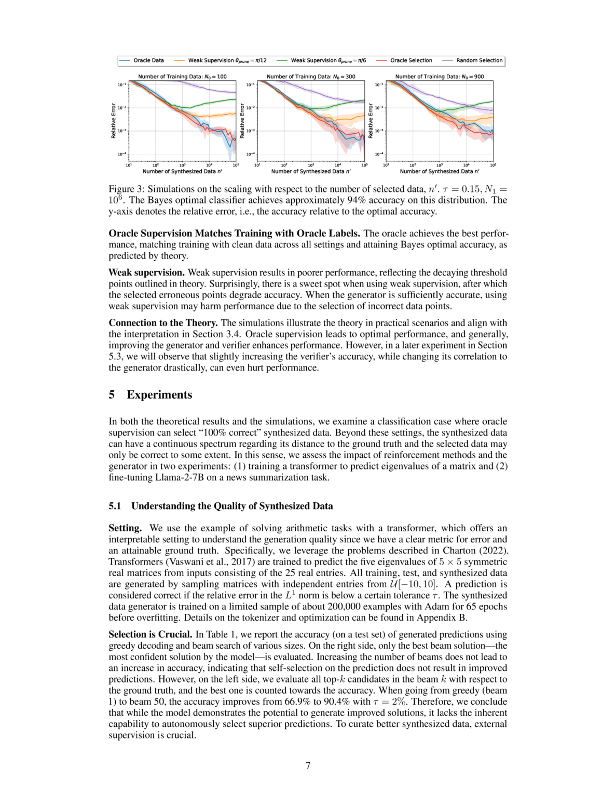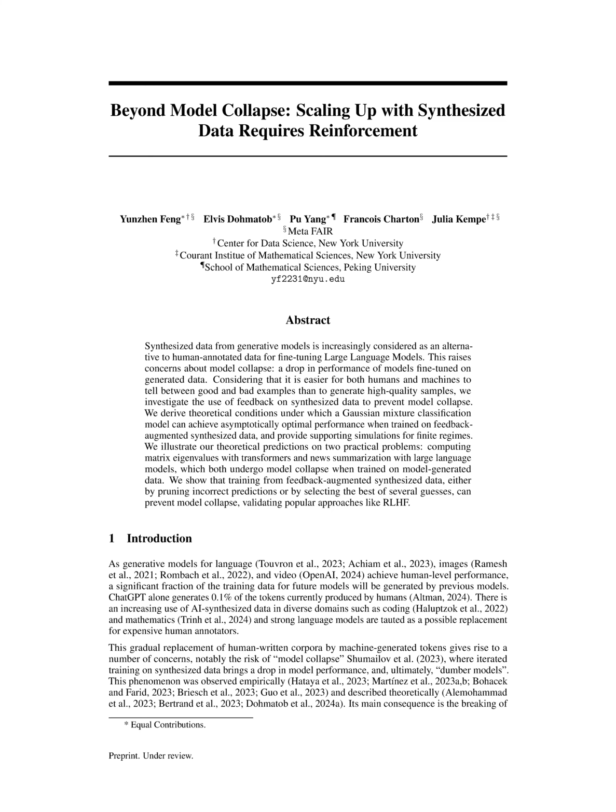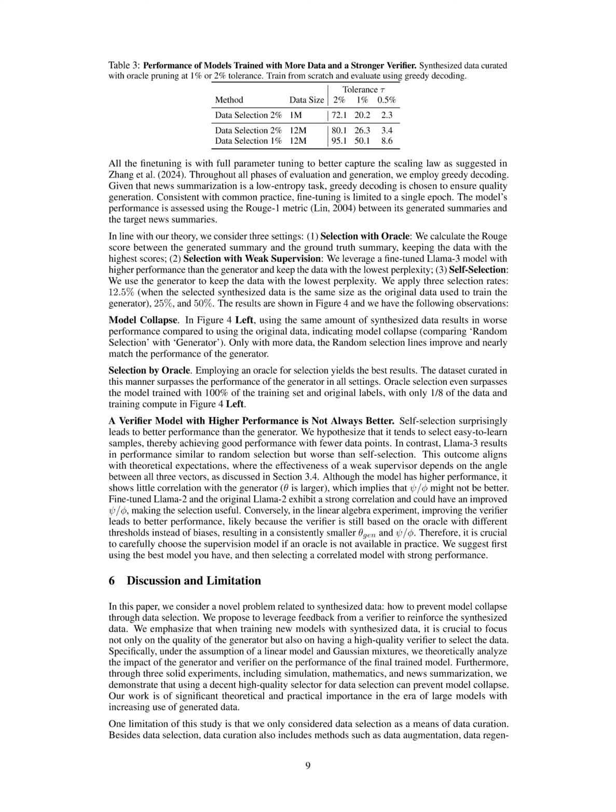The model's performance is assessed using metrics such as test accuracy, Rouge scores for news summarization, and prediction accuracy for arithmetic tasks. The experiments compare the model's performance when using different selection strategies, including oracle selection, weak supervision, and self-selection. The model is also evaluated by comparing its performance with the synthesized generator and the original dataset. The experiments demonstrate that using a high-quality verifier for data selection can prevent model collapse and improve the model's performance beyond training with the synthesized generator alone.